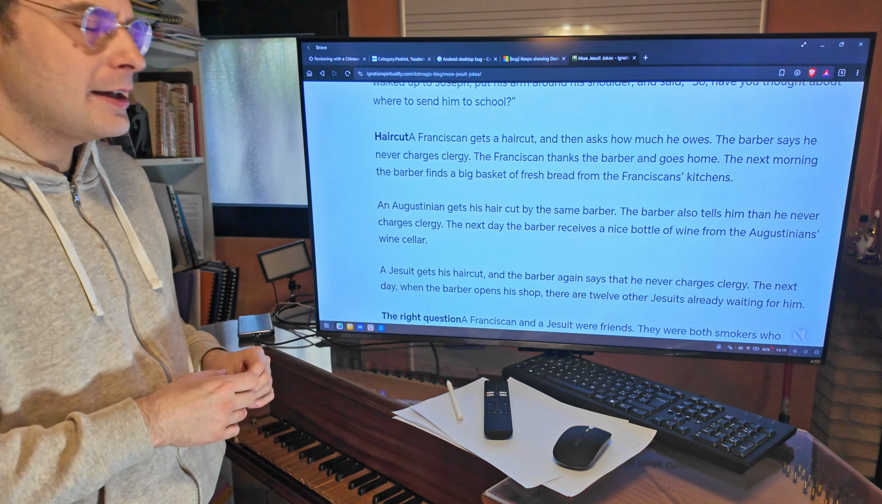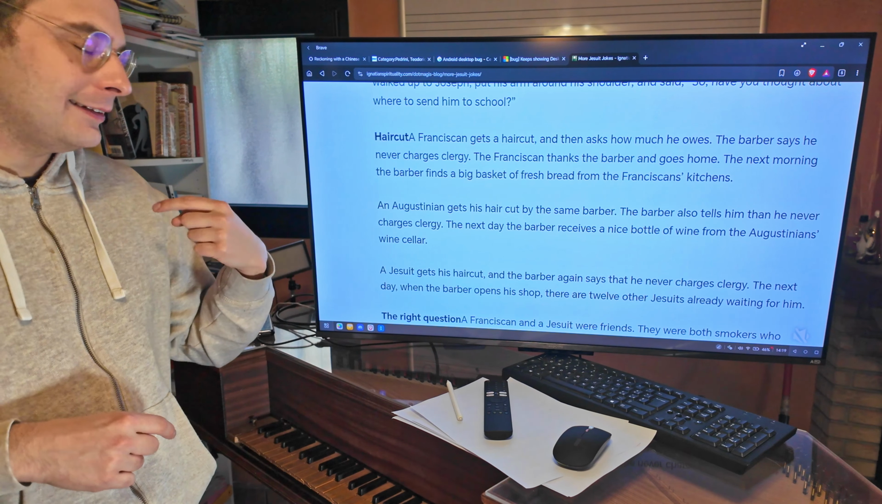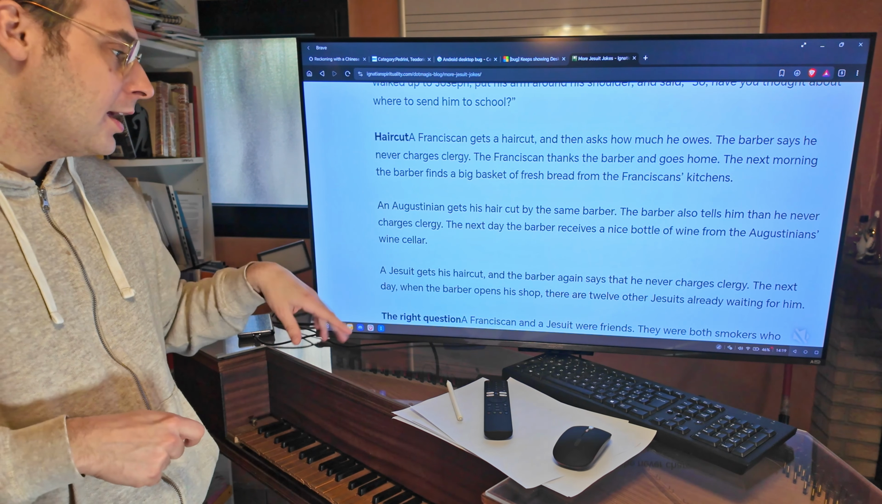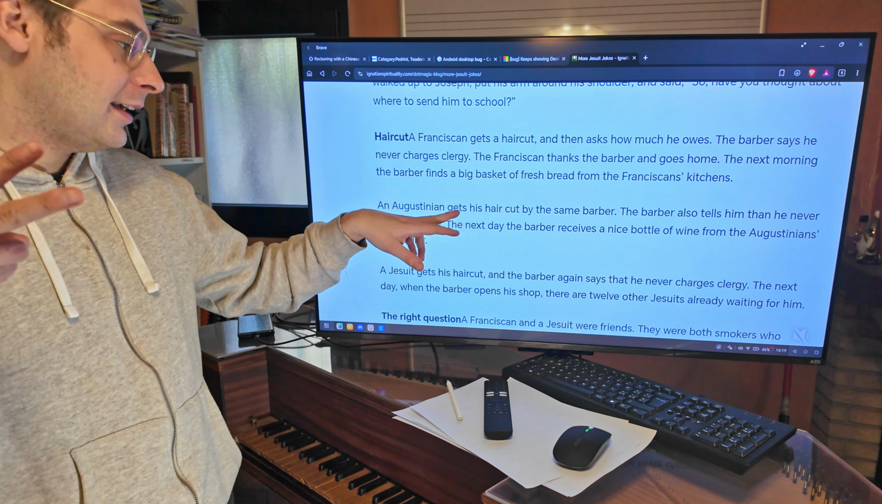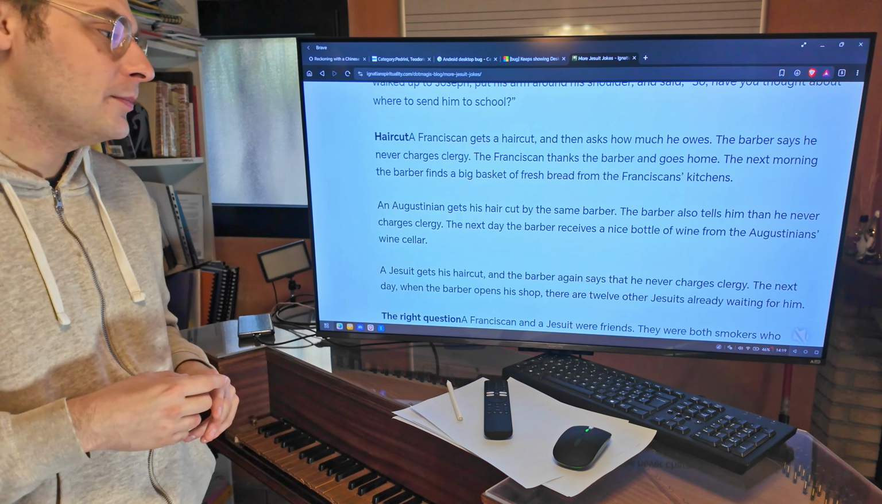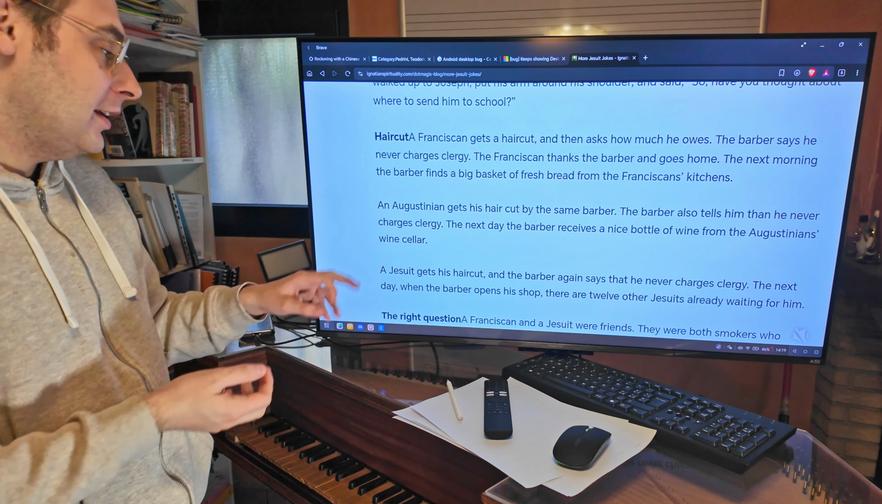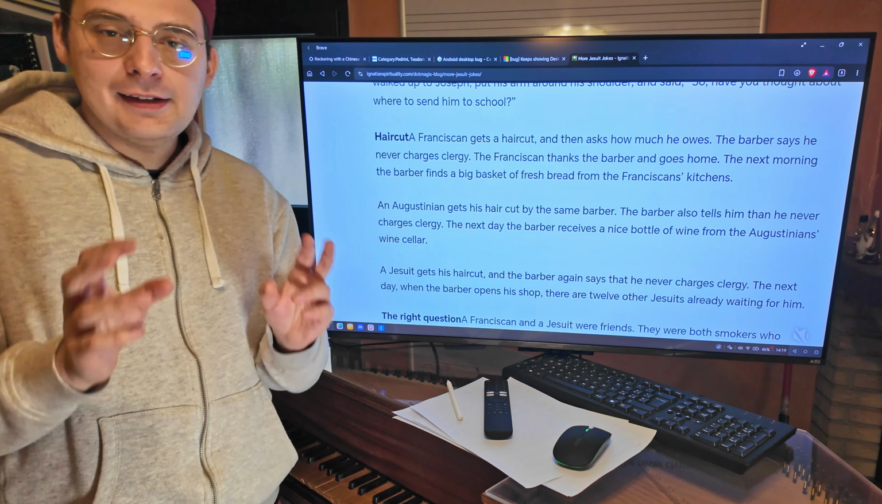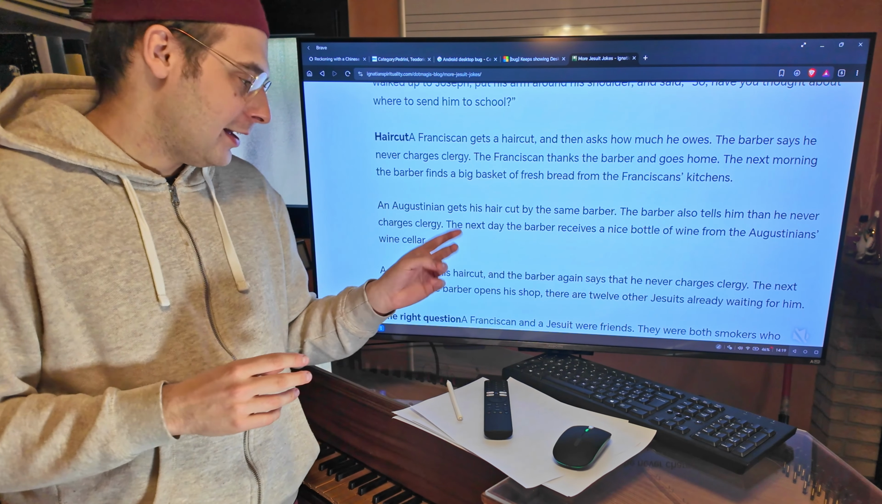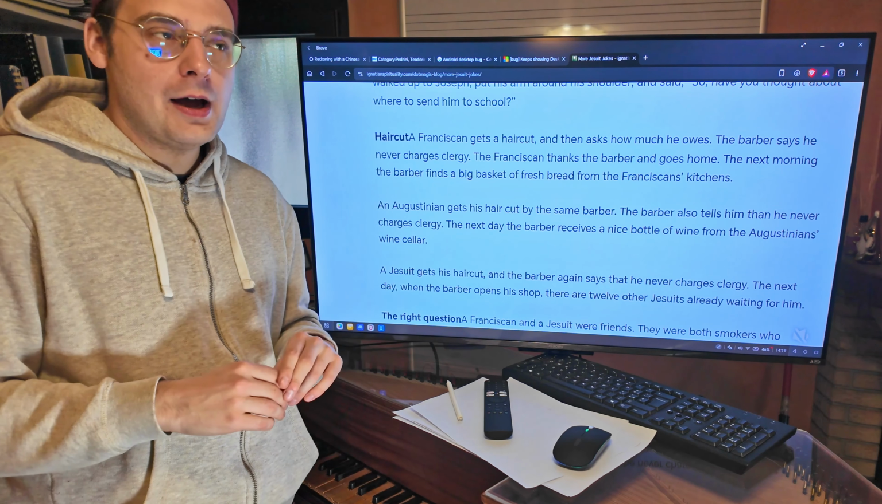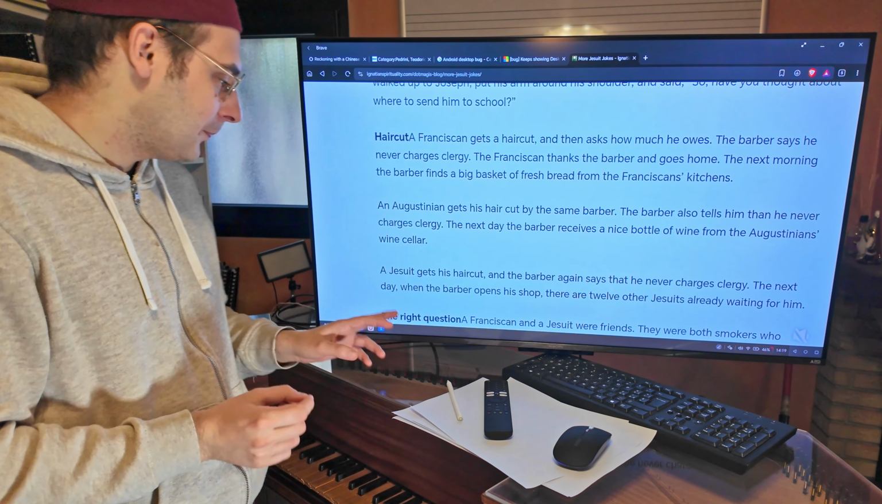Yes, a cross. An Augustinian, but in the Italian version there was a Dominican. An Augustinian gets his hair cut by the same barber. The barber also tells him that he never charges clergy. The next day, the barber receives a nice bottle of wine from the Augustinian's wine cellar. In the Italian version, we have the Dominican, and instead of the bottle of wine, there is a rosary.